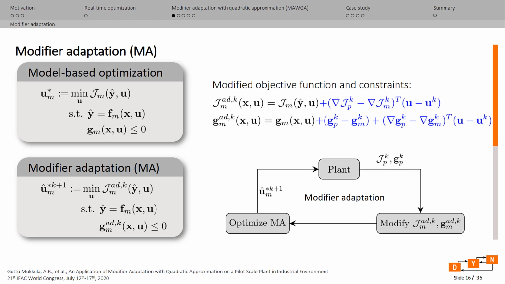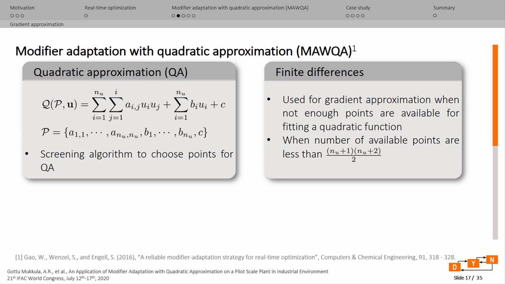In modifier adaptation, the gradients could be approximated using finite differences. Also, additional plant evaluations are required to approximate the gradient. Moreover, it is crucial that the plant gradients are approximated precisely in order to converge to the process optimum. In modifier adaptation with quadratic approximation, as the name suggests, a quadratic approximation is used for the approximation of plant gradients used in modifying the model-based optimization problem. A general quadratic function is shown here.